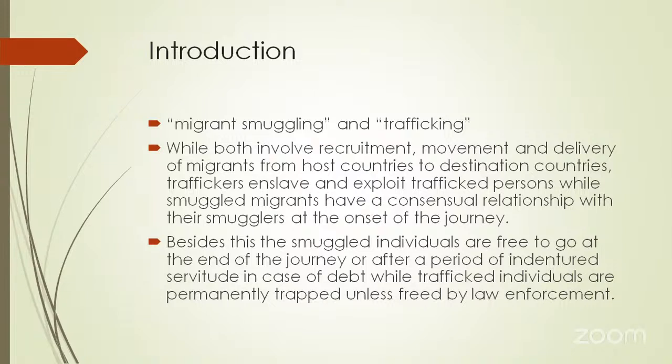So, migrant smuggling and trafficking both involve recruitment, movement, and delivery of migrants from the host country to the destination. Trafficking enslaves and exploits, while smuggled migrants have a consensual relationship. As I said, smuggling is more of a consensual relationship.